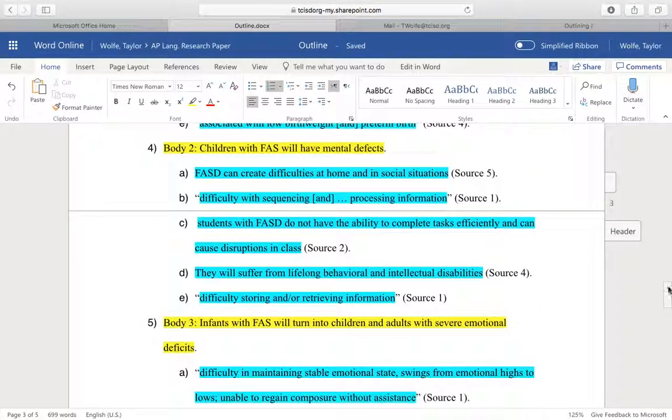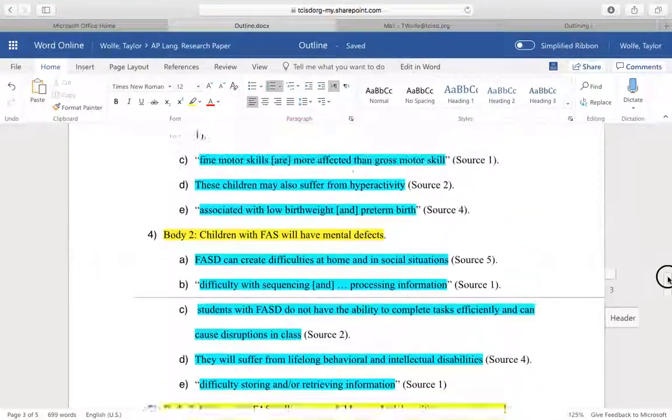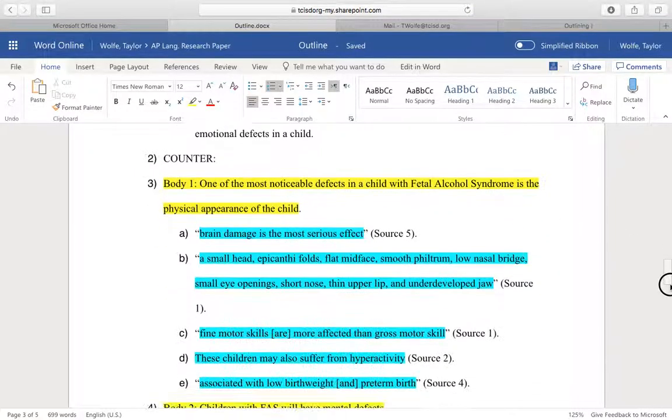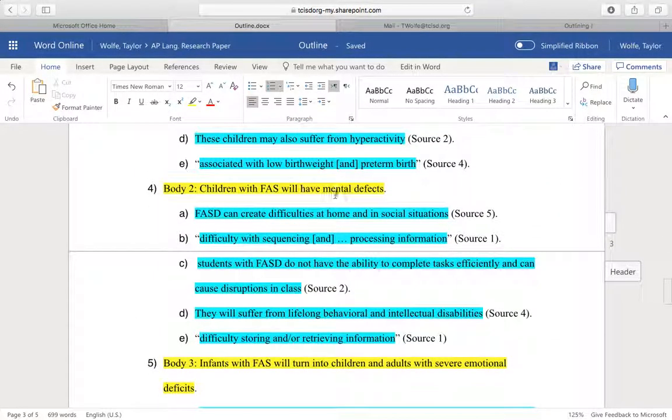Next paragraph. Body paragraph number 2. Children with FAS will have mental defects. And again, this is the order that it came from the thesis. This right here says mental. Physical was 1. Mental was 2. Body paragraph number 2 needs to be mental defects. FASD can create difficulties at home and in social situations. That's a paraphrase. It comes from source number 5.